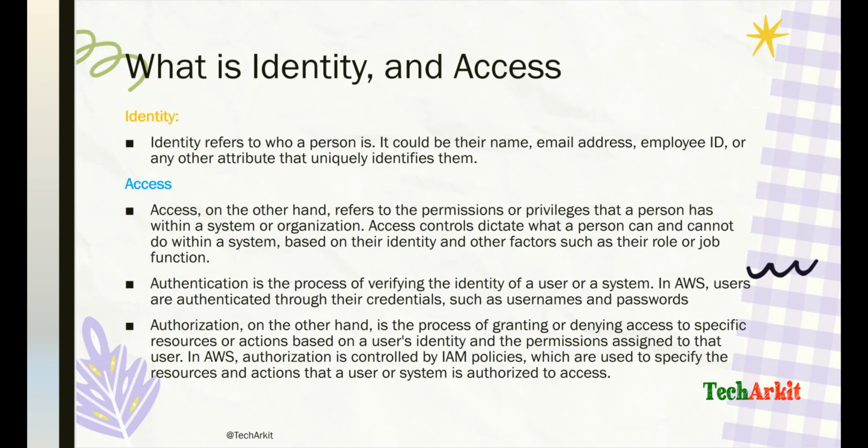In AWS, authorization is controlled by IAM policies, which are used to specify the resources and actions that a user or system is authorized to access. That's the example. So if you create the identity, for example the user is created and access is provided, but you are not authorized to do something, then you should attach the policies. So that's the authorization here.